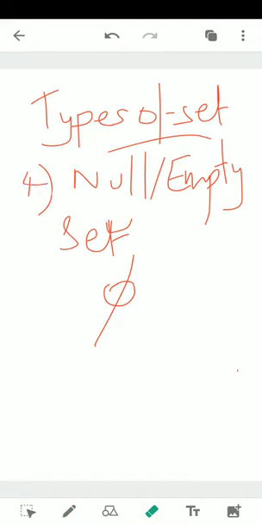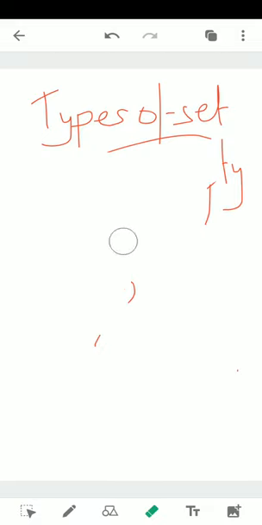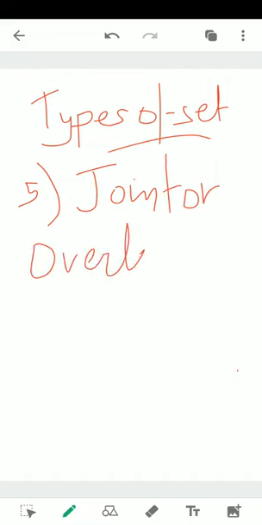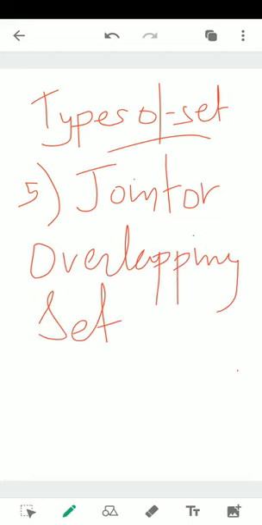So let us go to the fifth one. The fifth set is called joint or overlapping sets. So what happens in this kind of set? This is actually a pair of sets. Two sets are said to be joint or overlapping sets if they have at least one element in common. If I say at least one element, it can be more than one, it can be two, but it needs to have at least one element in common.